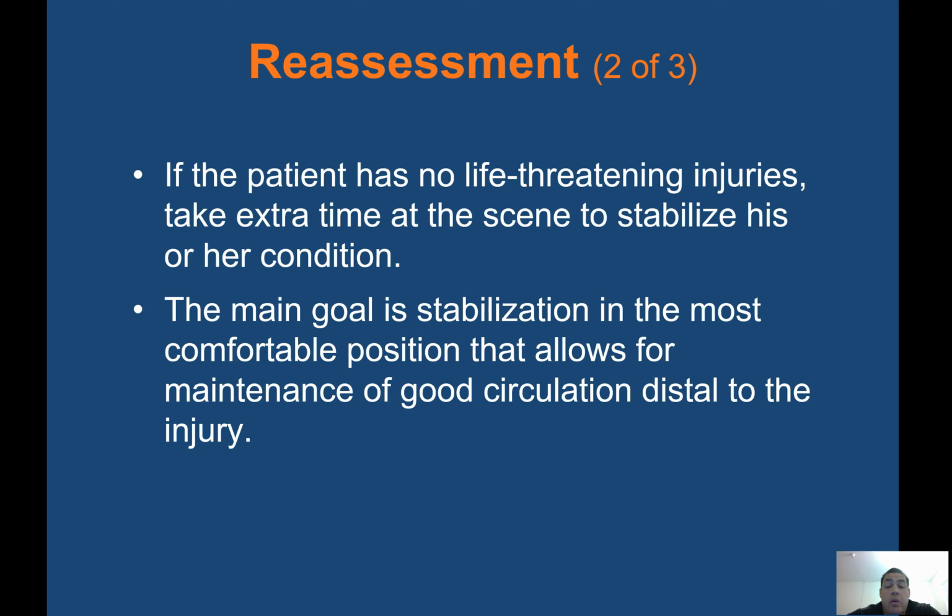If a patient has no life-threatening injuries, take extra time at the scene to stabilize his or her condition. The main goal is stabilization in the most comfortable position that allows for maintenance of good circulation distal to the injury.